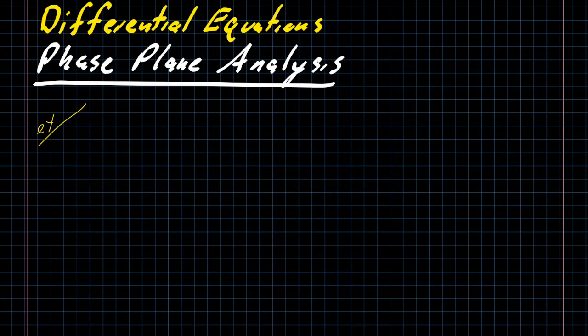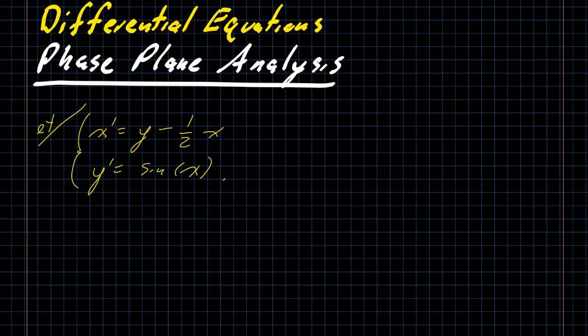This is actually an example we looked at previously. I have that x prime is y minus 1/2 x, and I have that y prime is the sine of x. In order to perform phase plane analysis, the first thing you need to do is learn where the equilibrium points are.